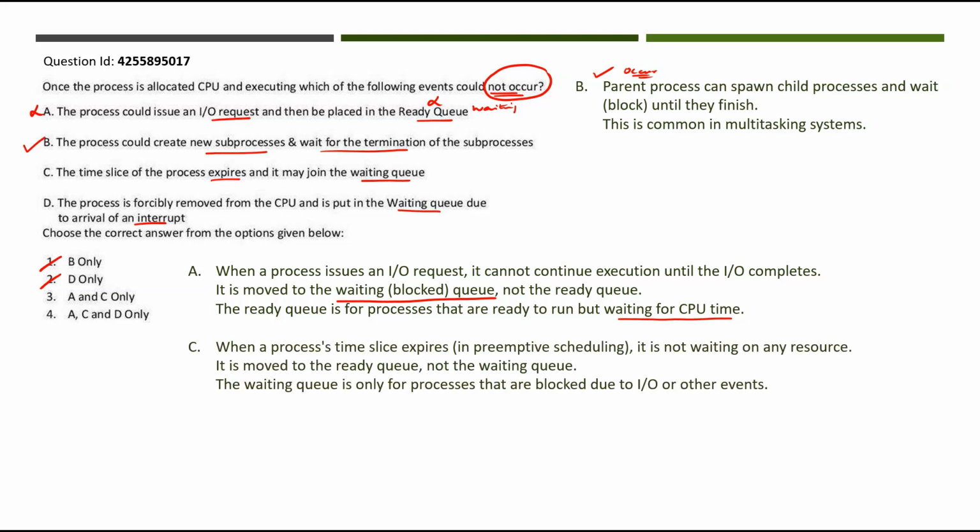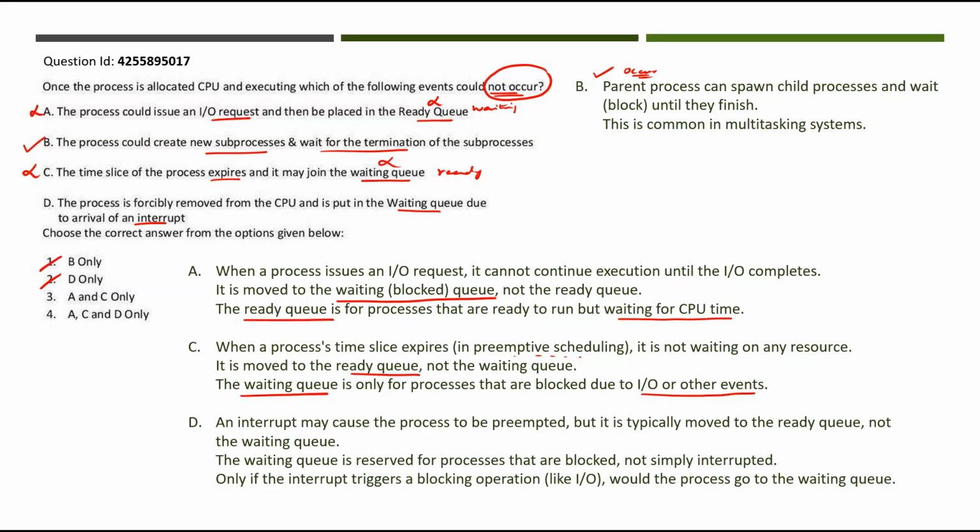What about C? When a process time slice expires in preemptive scheduling, it is not waiting on any resource. When it is waiting for any resource like IO or something, it will move to the waiting queue. If it is not waiting for any resource, it is moved to the ready queue and not the waiting queue. So here it is wrong. It has to move to the ready queue. The waiting queue is only for processes that are blocked due to I/O or other events. C is also wrong.